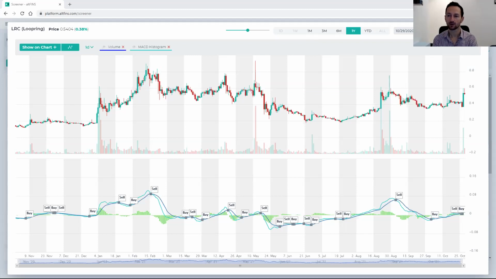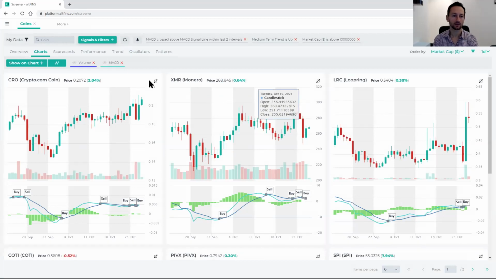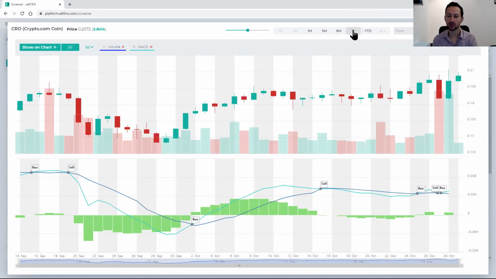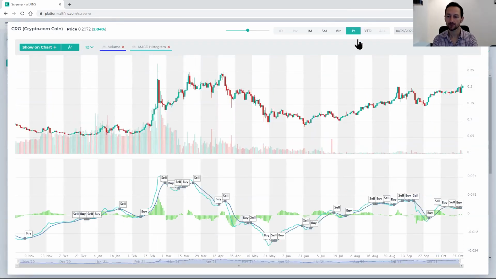Take a look at another one. We've covered Loopring. Let's look at crypto.com, the crypto exchange. All right, so this is an interesting situation where look at all these sell and buy signals bunched up, right? But what I do like about this trade here is that we actually just crossed the resistance level at 20 cents.